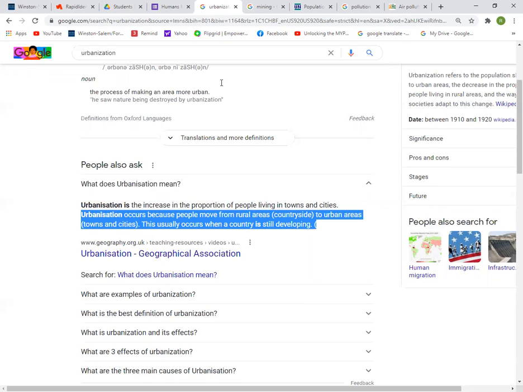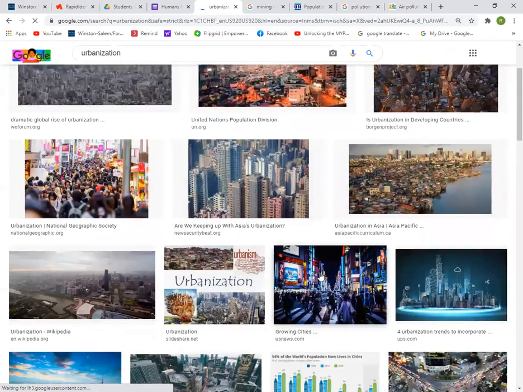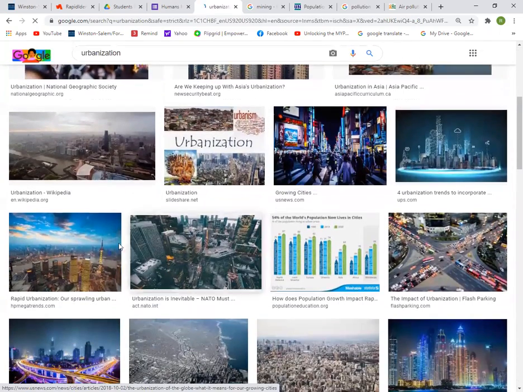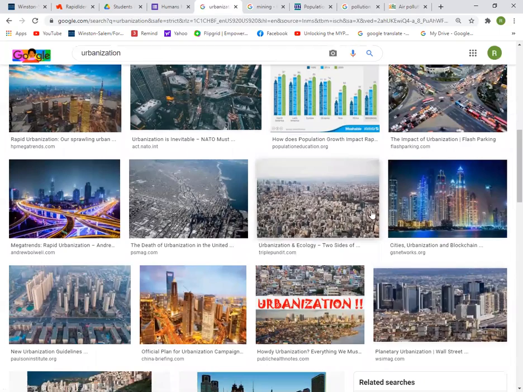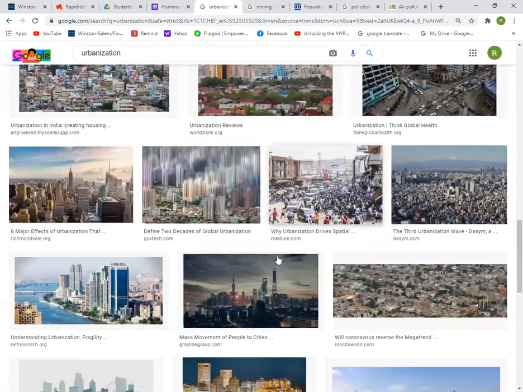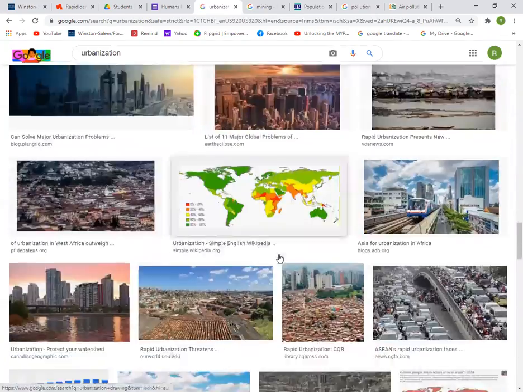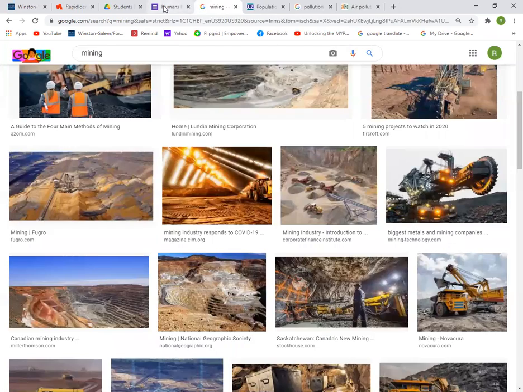So it's highly urbanized. And again, to give you more idea of what urbanization is, just look at these pictures. A lot of traffic, a lot of lights. Of course, if there are good things in urbanization, there are also the bad things in urbanization. Okay? So you'll be learning more about urbanization as we progress.